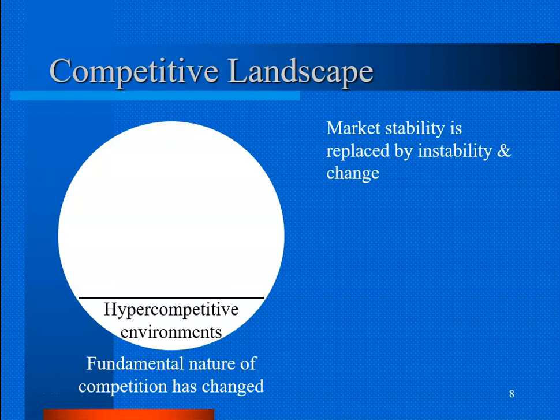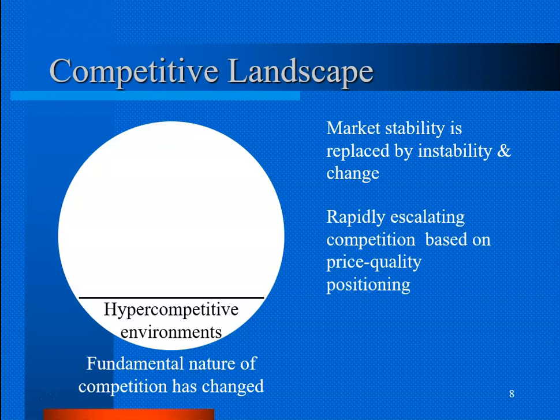So first we look at hyper-competitive environments. This is one classification of the modern competitive landscape. Market stability is replaced by instability and change. So it relates to what I was saying just now about being able to forecast, because things were pretty much the same over many, many years, but that is no longer so. Markets are unstable. There is a lot of competition out there.